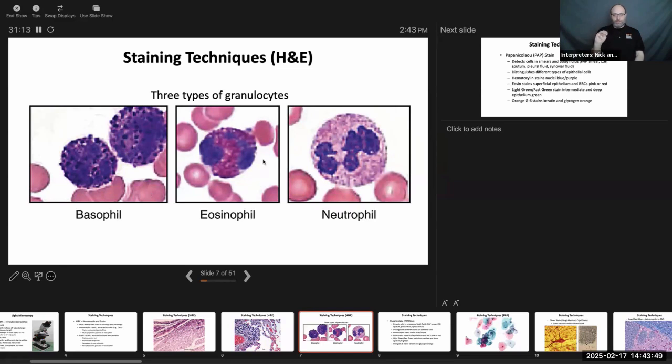And here in the middle, we have an eosinophil. The nucleus is a little bit easier to make out here. We've got one lobe over there, a couple smaller lobes interconnected, and then another large lobe over here on the left.